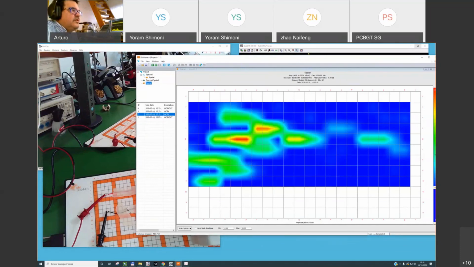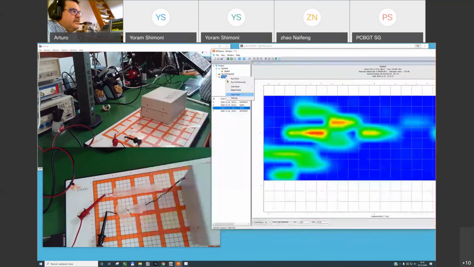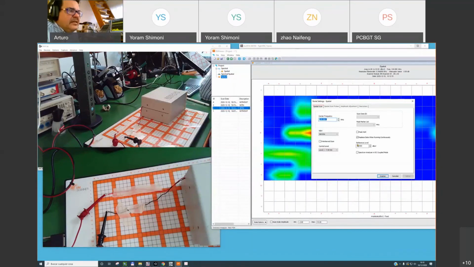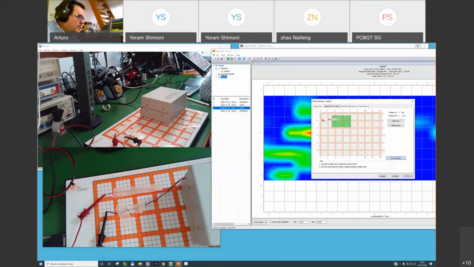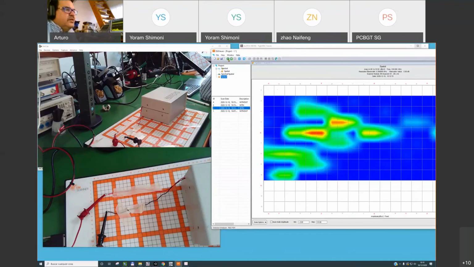Let's move this screen. Let's activate these probes here. For example, this area here. Let's be generous to the U here. Select. Okay, this area here. So let's run the test.